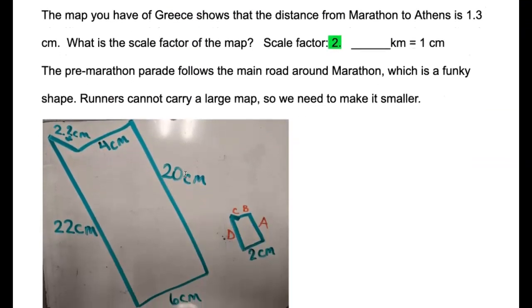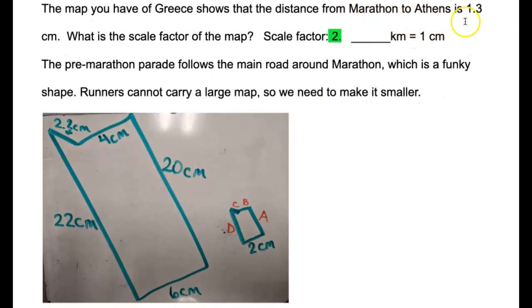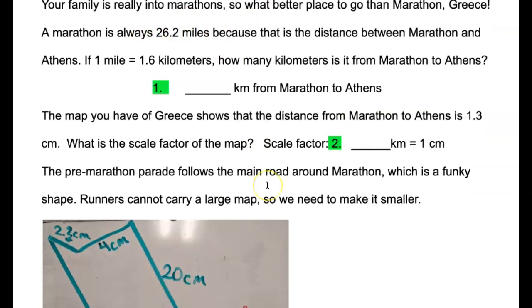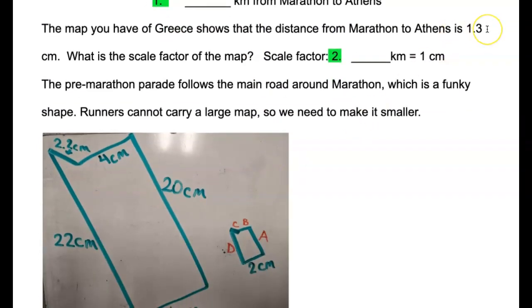Next, the map you have of Greece shows the distance from Marathon to Athens is 1.3 centimeters. Well, because it's smaller than real life, right? So what is the scale factor of the map? So remember, it was 26.2 miles, and they're showing it in 1.3 centimeters.